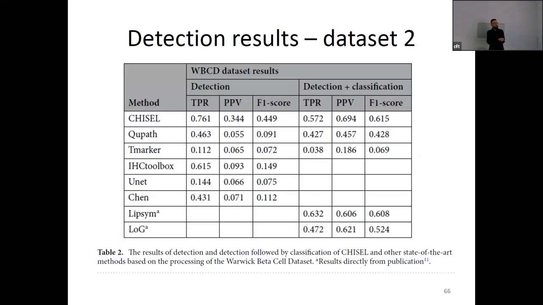Also on the other dataset that we tested, we achieved better scores than the two deep learning methods applied. So, pardon me, just to clarify, can you divide which methods here are deep learning and which are machine vision? These two are deep learning, and the rest is machine vision.